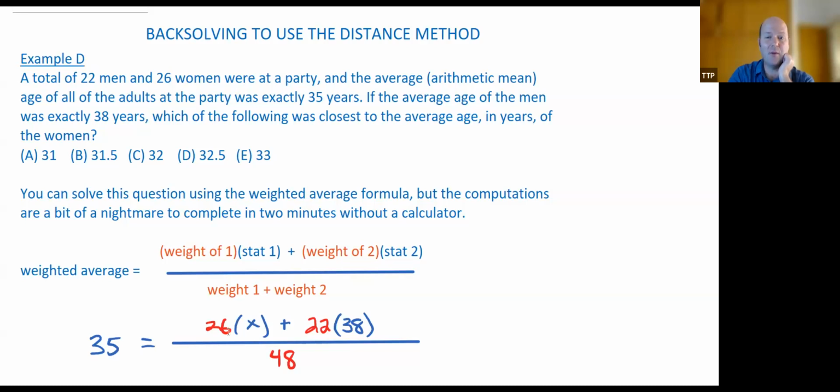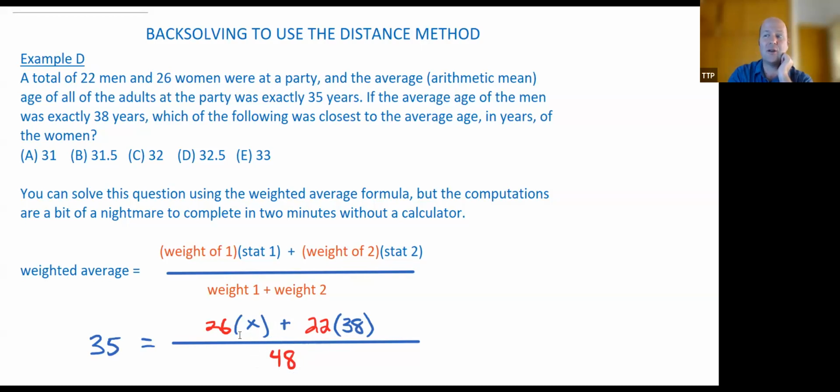It's the number of women. The 22 is the number of men. So those are the weights. The men's stat is 38. That's their average age. The women's stat is unknown. That's what's unknown to us, the average age of the women. And the 48 is the sum of the two weights. It's the 26 plus the 22.